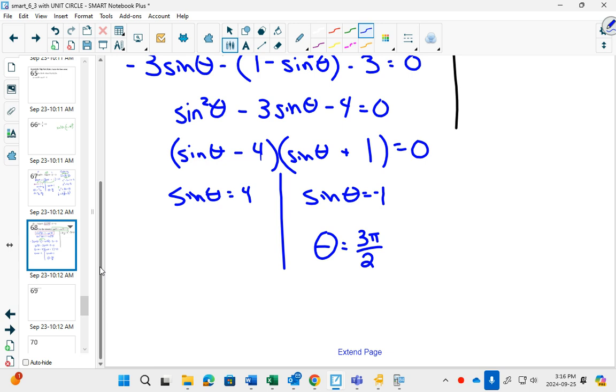3 pi over 2. And now, is 4 on your unit circle as a y value? No. So normally you would think this is a calculator for this side. However, this question is all non-calculator. How do you do this if you don't have a calculator? And it's not on your unit circle.